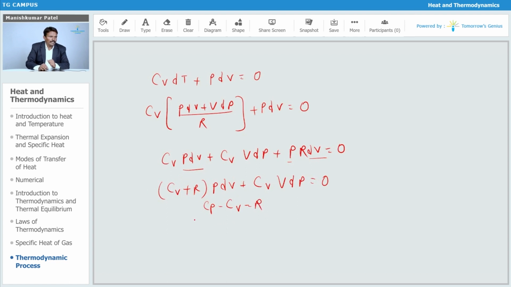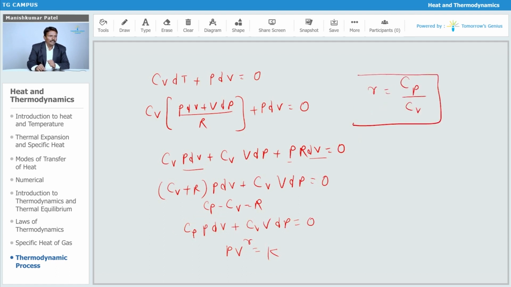Cp minus Cv is equal to R, so Cp is equal to Cv plus R. So Cp P dV plus Cv V dP is equal to 0. Divide by Cv P V. Finally you will get that PV raised to gamma is equal to K, and that gamma we know is Cp upon Cv, the ratio of specific heats. So this is the equation for the adiabatic process, PV raised to gamma equal to K, which is very important.